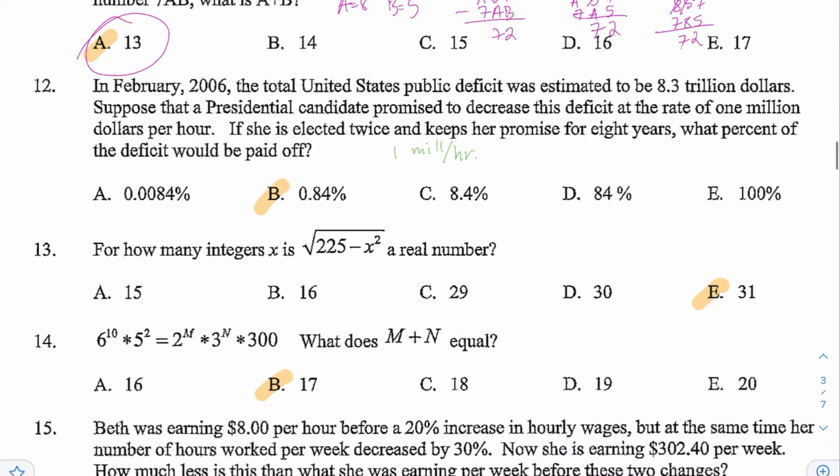So if you multiply by 24, because you know that there's 24 hours in a day, and then you multiply by 365 days in a year, and you multiply this by 8 years, what you end up having is 24 times 365 times 8, which is equal to about 70,080. And this is in millions.